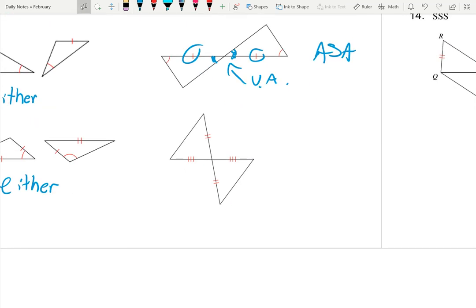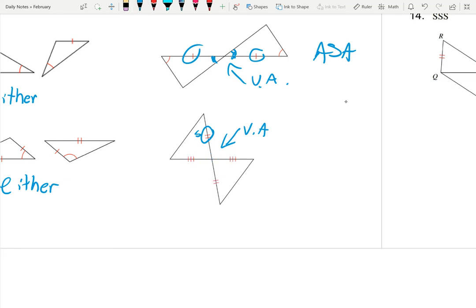All right, and of course, again, note the vertical angles one more time. Here, it makes that bow tie, that X shape. So make a note of that. So we have a pair of sides congruent. We have another pair of sides congruent. And we have a pair of angles congruent.